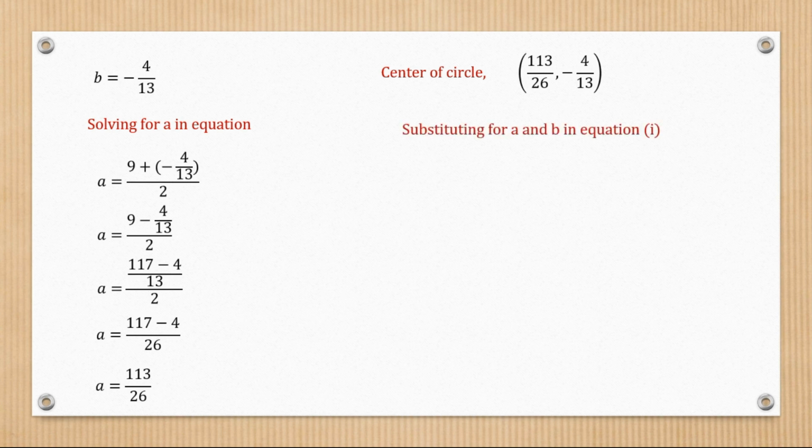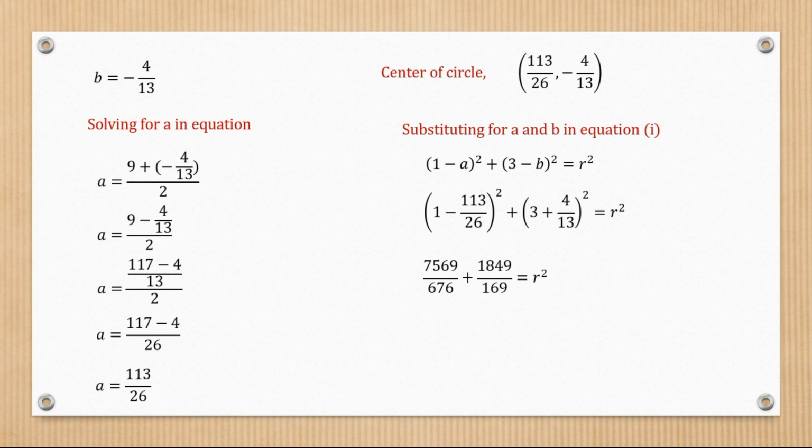So now I can substitute for a and b into any of the equations 1, 2, and 3, and I can actually find the radius. So I've chosen to substitute them into equation 1. So this is what I'll have. So simplify this further, and I'll have (1 minus 113 over 26) squared will be 7,569 over 676. Then (3 plus 4 over 13) squared will give me 1,849 over 169, all being equal to r squared.